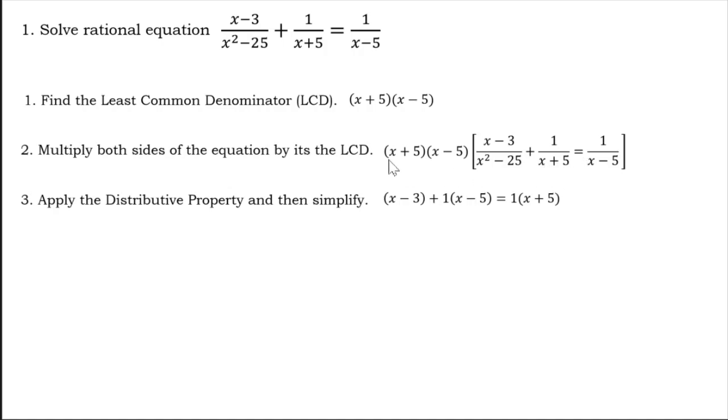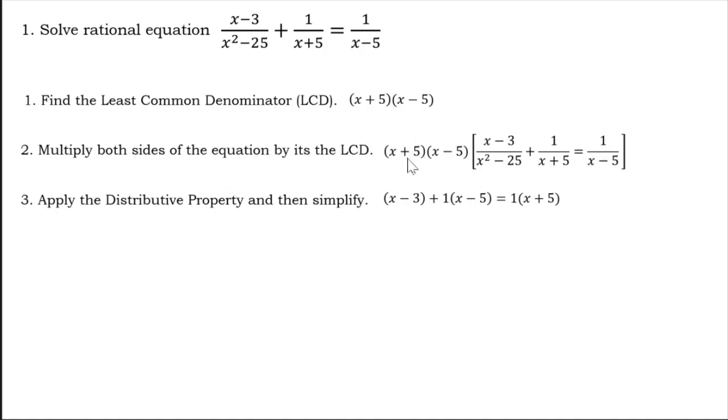So we can divide out the x plus 5. What remains is x minus 5. So the x minus 5 is multiplied by 1. So that's 1 times x minus 5. Then another, distribute this 1 to this term.